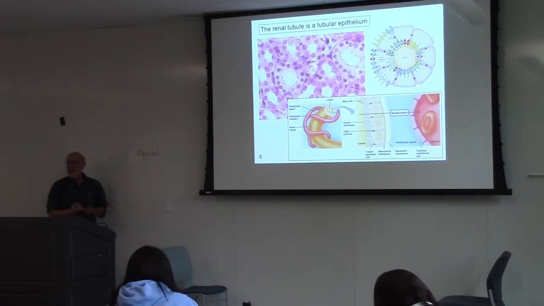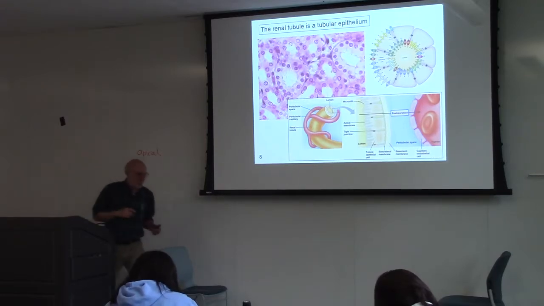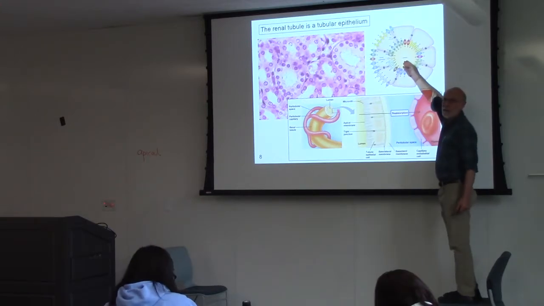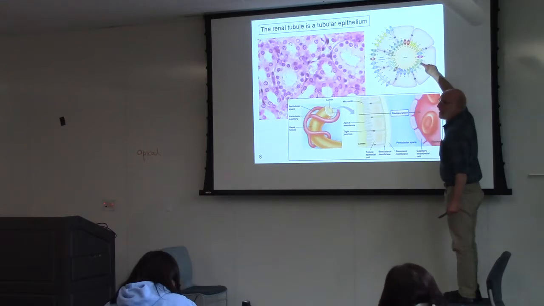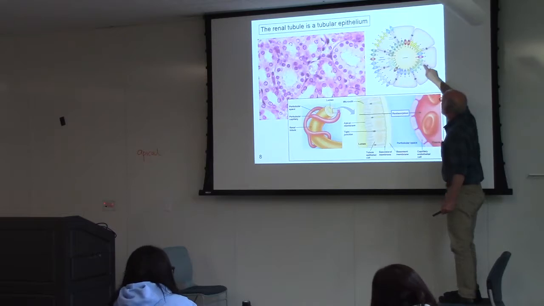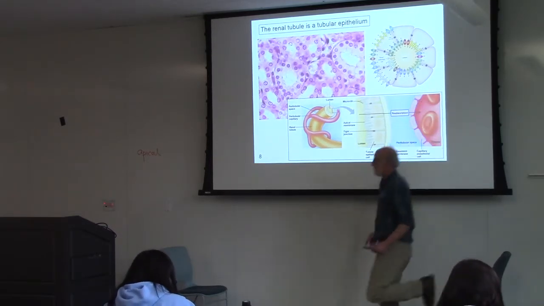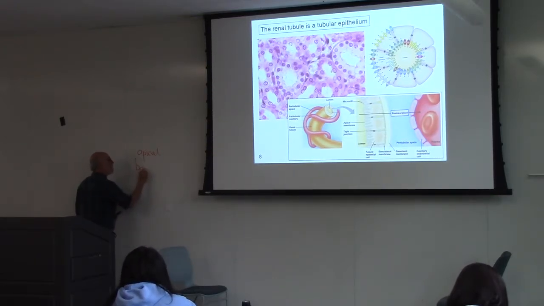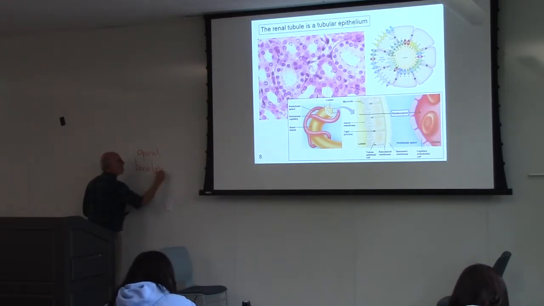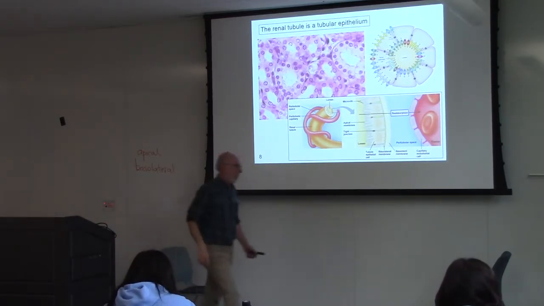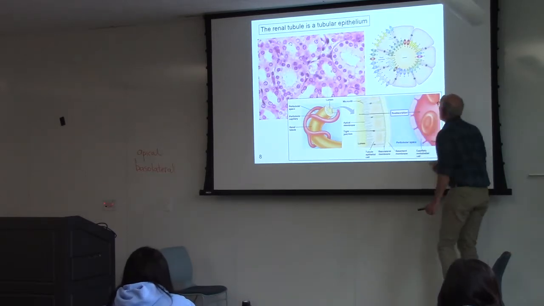The apical membrane is the one that is facing the fluid in the lumen of the tubule. The other membrane is called the basolateral membrane. Basolateral membrane. And it has 2 separate parts.